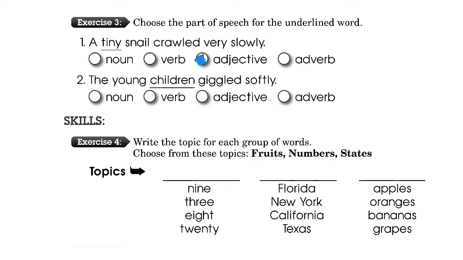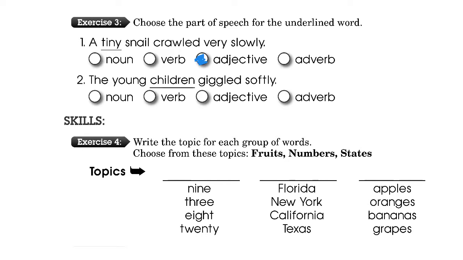help you figure out what tiny is. You could have said, oh, I'm not sure. A tiny snail crawled very slowly. What crawled very slowly? Snail. Subject, noun. What's being said about snail? Crawled. Verb. Very slowly. How slowly? Adverb. How slowly? Adverb. Very. Okay, so we've kind of ticked the boxes on all the other ones. So we go back to snail and we say, what kind of snail? Tiny. It tells us that it's an adjective.